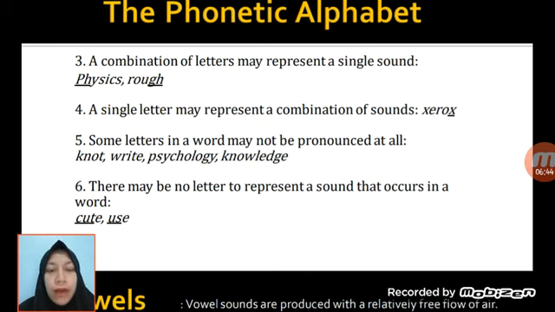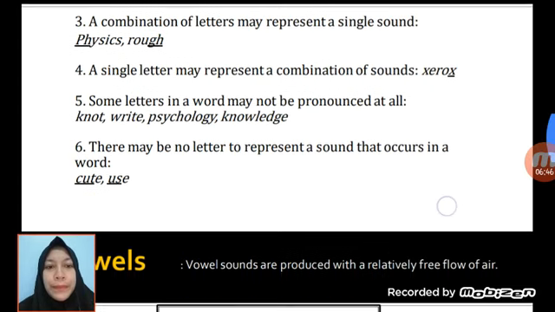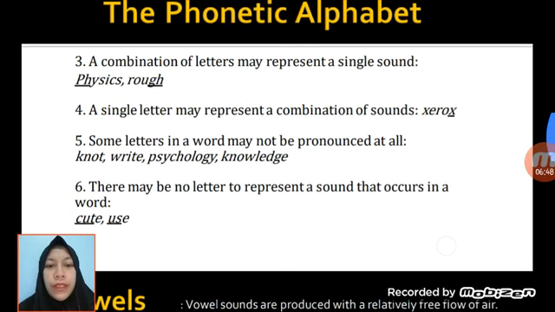But we are going to use IPA symbols in phonetics, and you need to remember and you need to know the phonetic symbols in the IPA when you are learning about phonetic and also phonology.